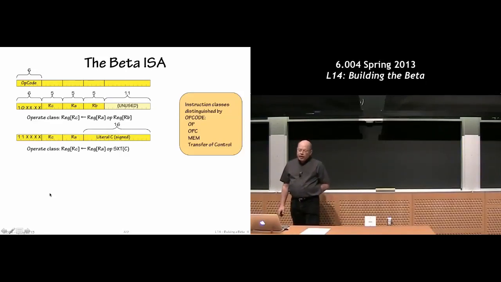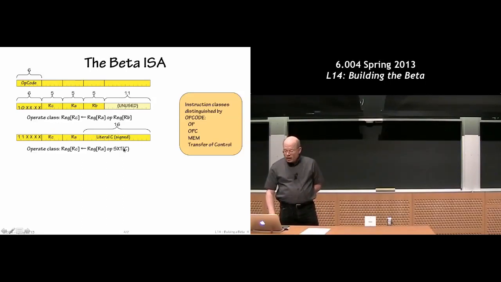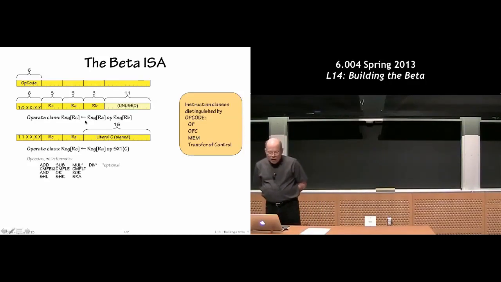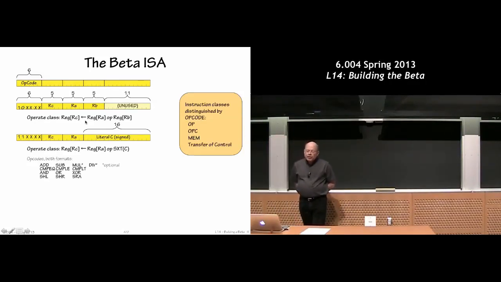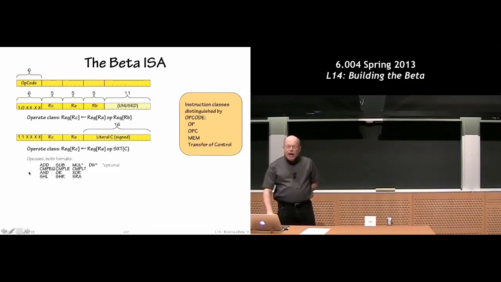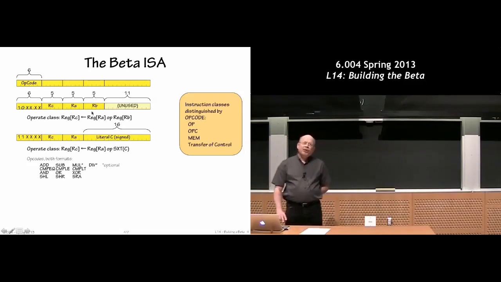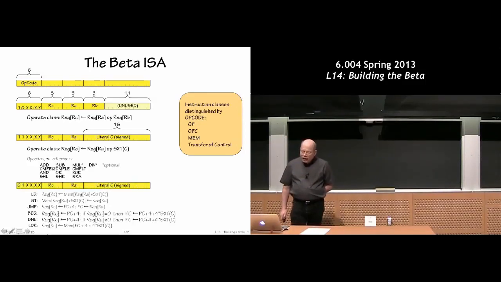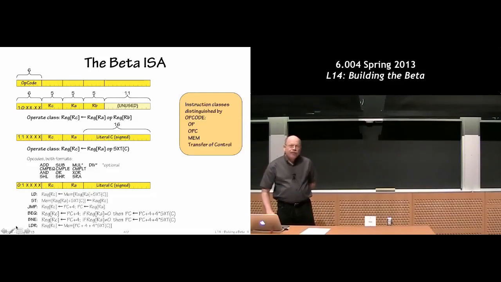We have a second format of instruction which is very similar, except that the second operand, instead of coming from the RB register, will actually be a constant that will be built from part of the bits of the instruction itself. And I'll say more about that in a second. So with these operate class instructions, we can specify a large number of arithmetic and Boolean and comparison operations, plus some shifts. And they all basically take 2 32-bit operands and produce a 32-bit result, which gets written into the RC field.